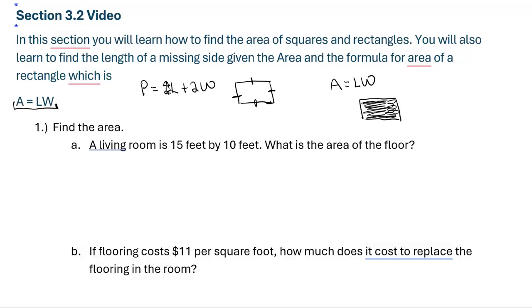That's also the case in a kitchen, which you're going to see some examples using. That would be the size of the floor of the kitchen, right? Perimeter is the walls, like the lengths of the walls. Area is the size of the floor. Okay, so as always, when we read the problem, we want to write the formula down that we're going to need. So it says here, find the area. A living room is 15 feet by 10 feet. What is the area of the floor?